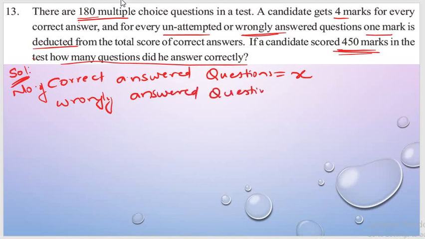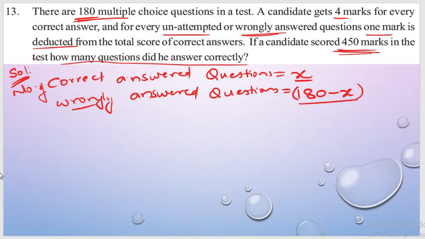So how many total questions are given? Total questions are 180. Among those 180 he has written x questions correctly, right? That means automatically the remaining questions, 180 minus x questions, he has written wrong or left unattempted, right? So in such a case he has 180 minus x questions unattempted or wrongly written.